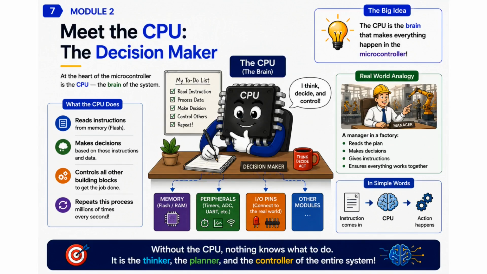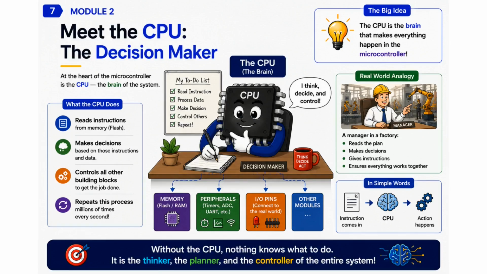The CPU is the brain of the entire system. Just like our brain reads information, makes decisions, and tells our body what to do, the CPU does exactly the same thing inside a microcontroller. Its first job is to read instructions from memory. Those instructions are the program that we wrote. The CPU follows those instructions one by one, step by step.